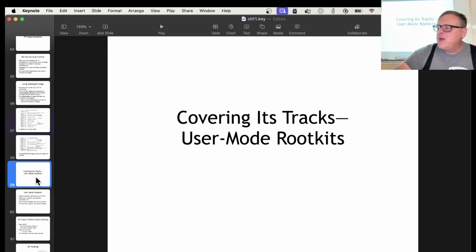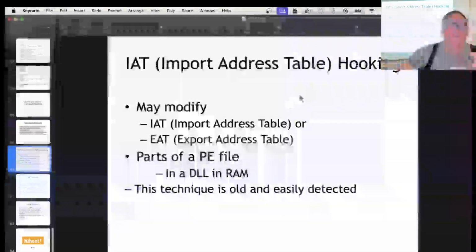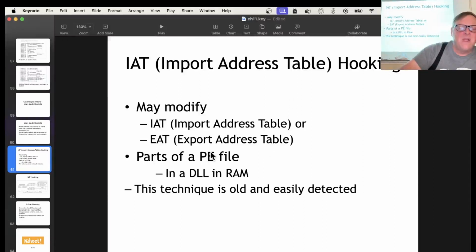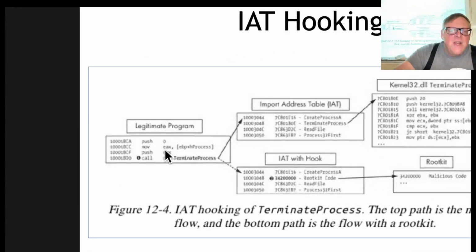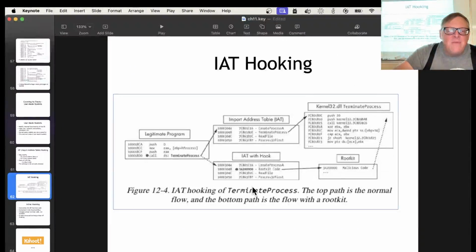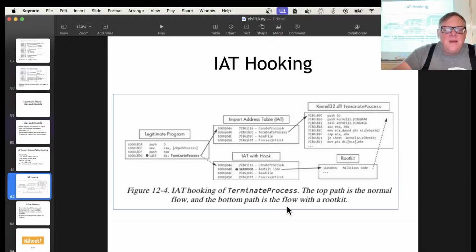So the next thing is how you're going to cover your tracks. You can hide files, network connections, and processes with a rootkit. Kernel mode rootkits are more powerful, but they're not that common anymore, so user mode rootkits, as covered here, are probably the most important topic these days. You can do it with import address table hooking for any PE file. That's an old technique, but you'd see it here. So you have a legitimate process, and it has an import address table, and you modify it with a hook. You take the rootkit code and add it to the import address table, so it will have an unusual function there that's pretty easy to spot.